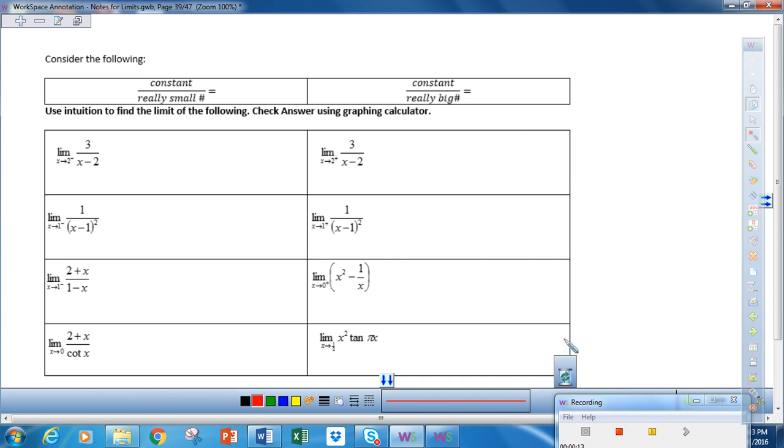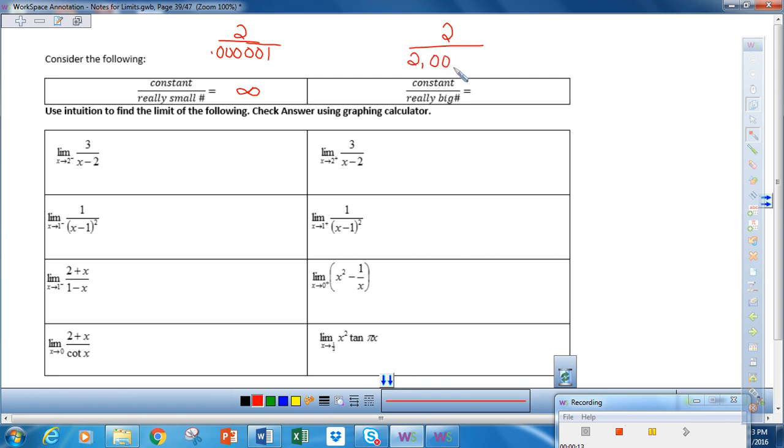So what I want you to know is that if we have a constant and we divide it by a really, really small number, what we end up getting is a really, really big number. So we can say that that goes towards infinity. In other words, if I have 2 divided by 0.000001, you can put this in your calculator and you'll see that that's going to give you a really big number.